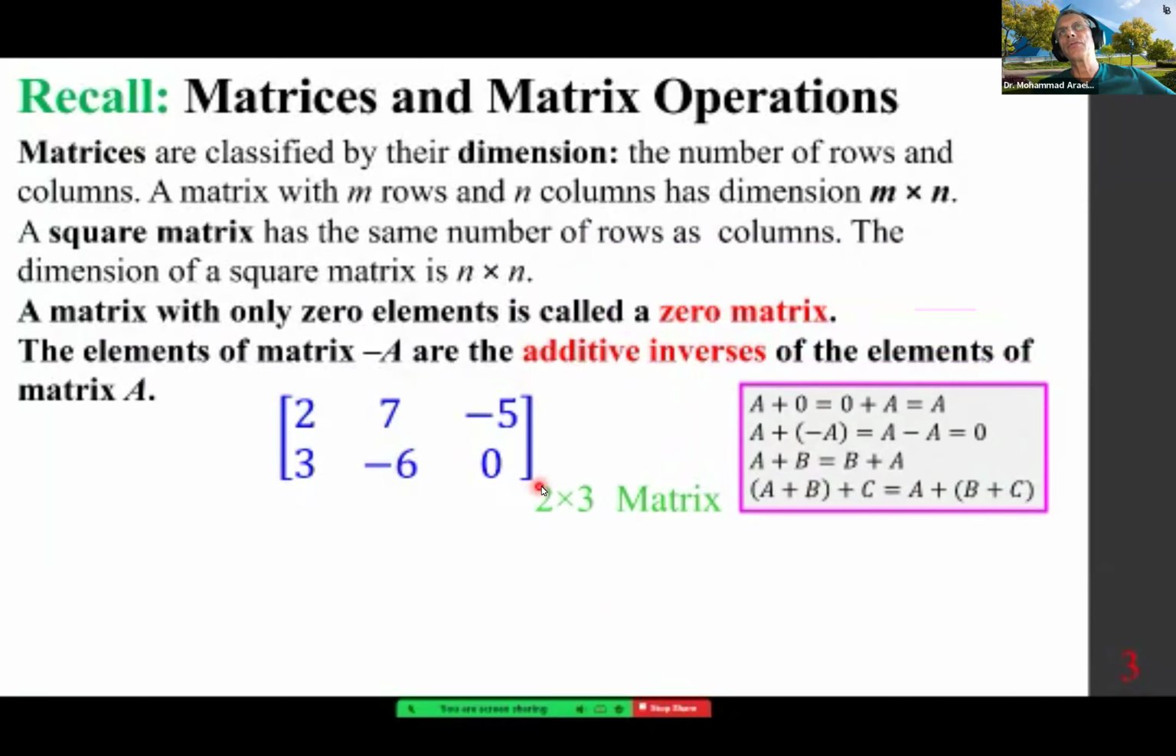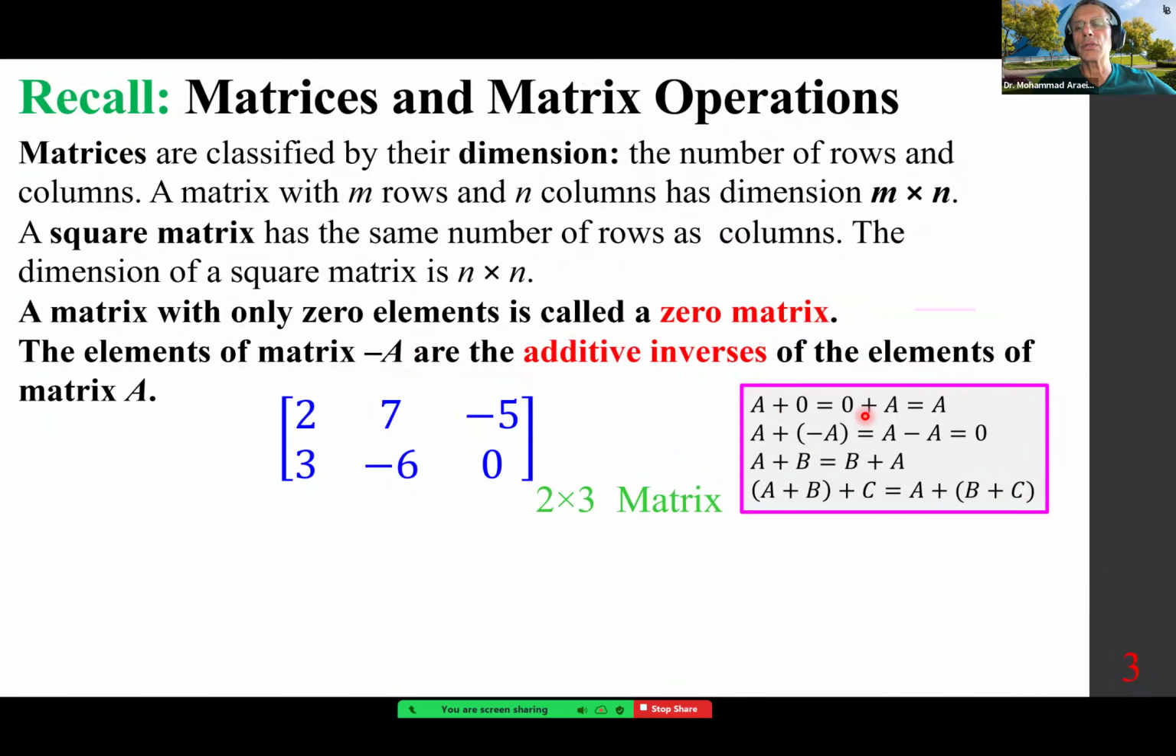The operations of matrices are very similar to operations of numbers. A plus 0 is 0 plus A equals A. This 0 is a zero matrix. A plus minus A is A minus A equals 0. This is the opposite matrix. A plus B is the same as B plus A. A plus B plus C is A plus B plus C. This is the commutative property. This is the associative property. It works with addition, not necessarily with multiplication.